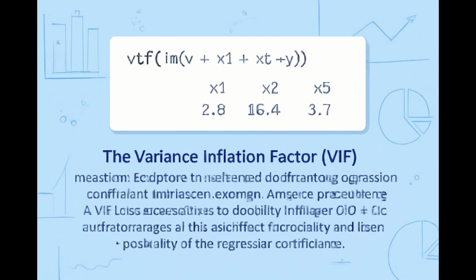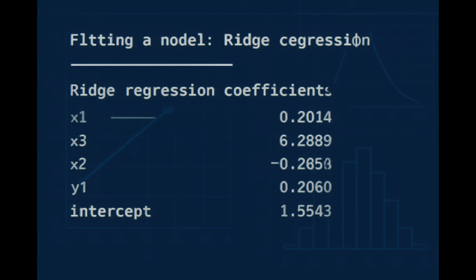Then, we will fit a ridge regression model. Ridge regression is an effective method for addressing multicollinearity issues by applying L2 regularization. After fitting the model, we will output the regression coefficients of each variable to analyze their impacts.